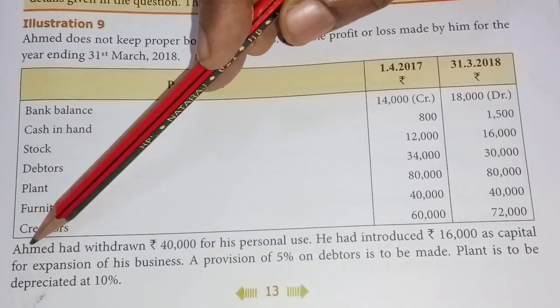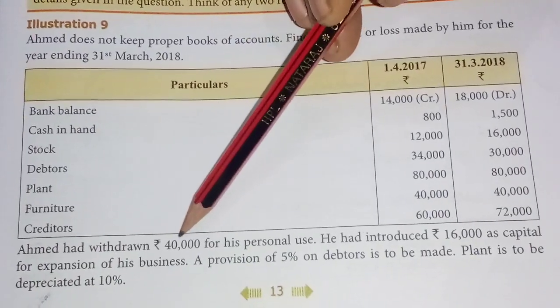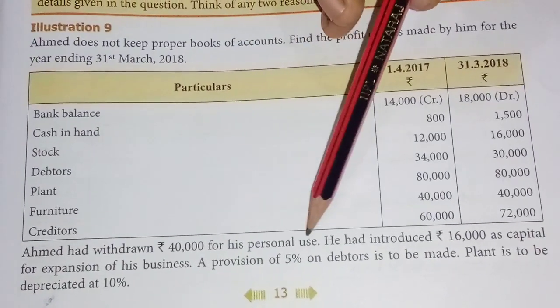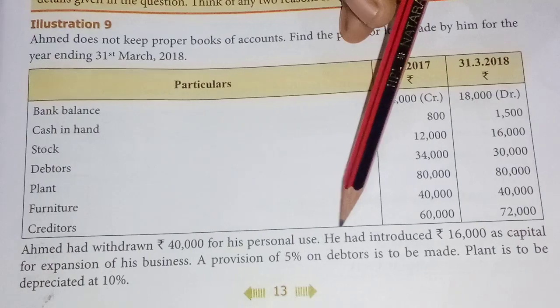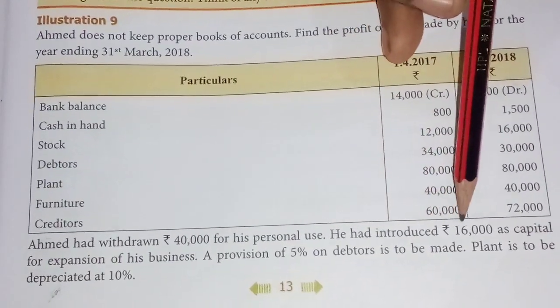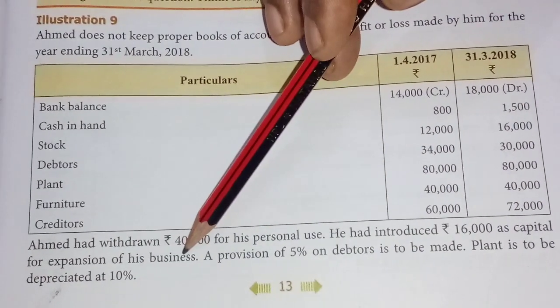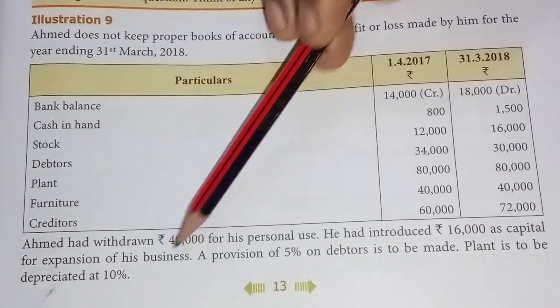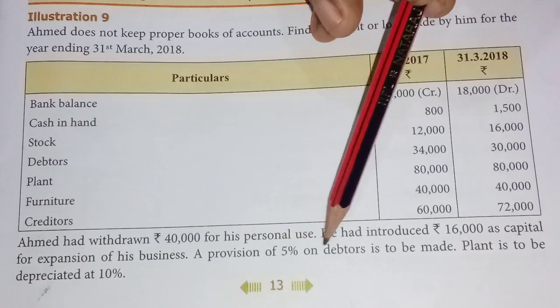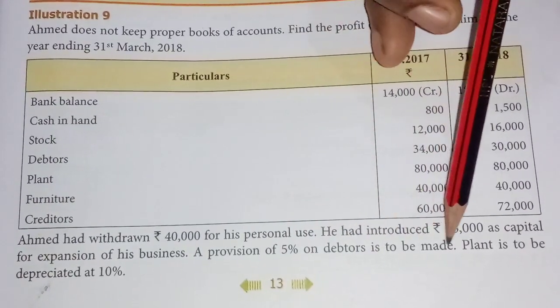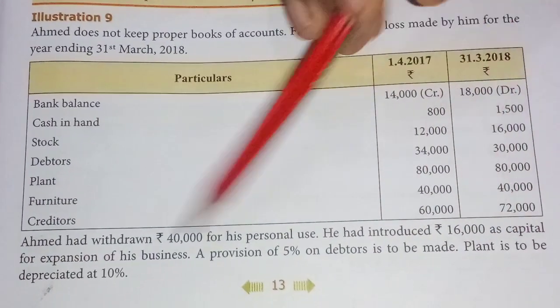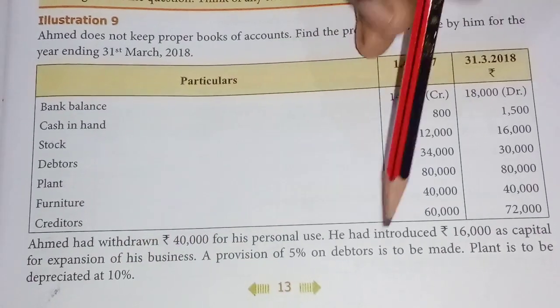Then the additional items. Ahmed had withdrawn 40,000 rupees for his personal use. He had introduced rupees 16,000 as capital for expansion of his business. This one is additional capital. A provision of 5% on debtors is to be made. Plant is to be depreciated at 10%.